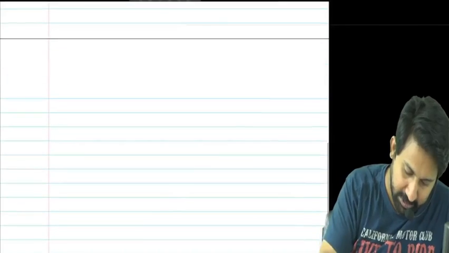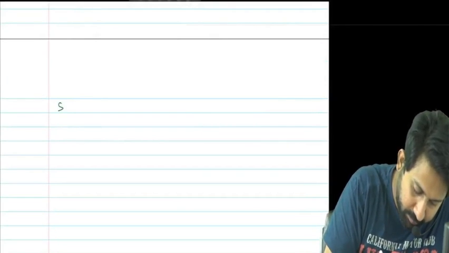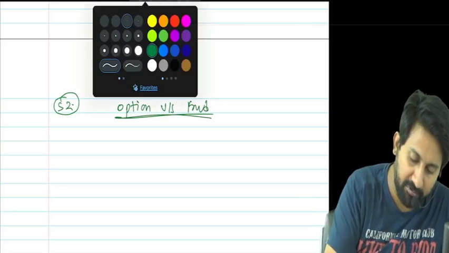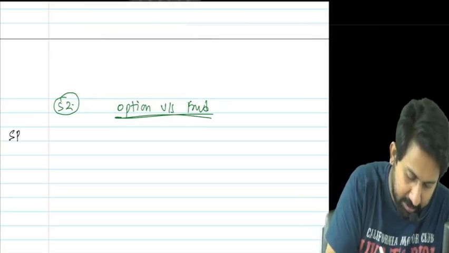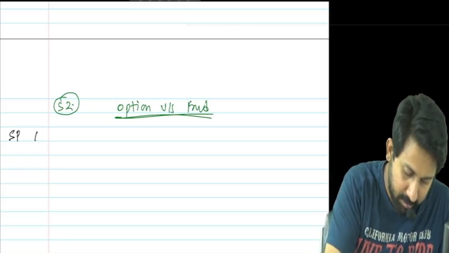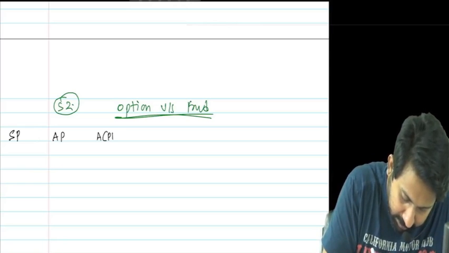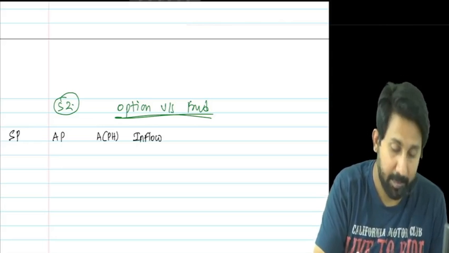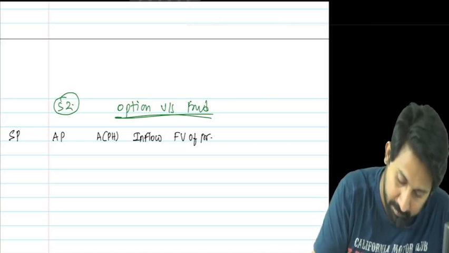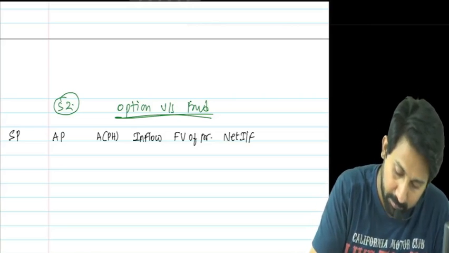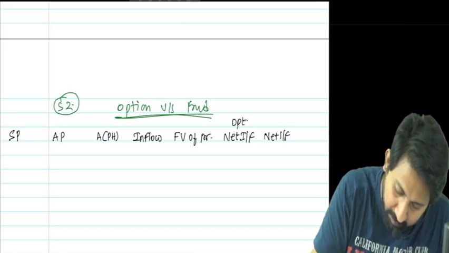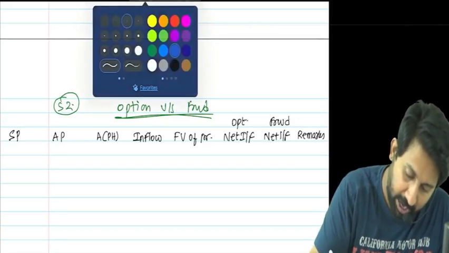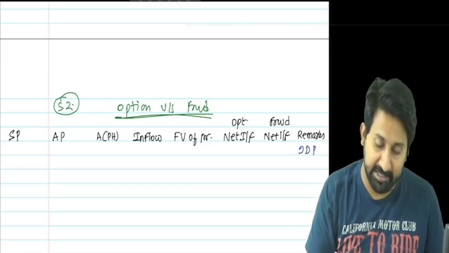Shall we continue? Step 2: option versus forward. Same schedule, sir, but this time outflow will not be there, inflow will be there. Write down: SP, AP, action by put holder, inflow, future value of premium, net inflow because of option, net inflow because of forward, and lastly the remarks. First, I want the indifference point, meaning the receipt in the forward.